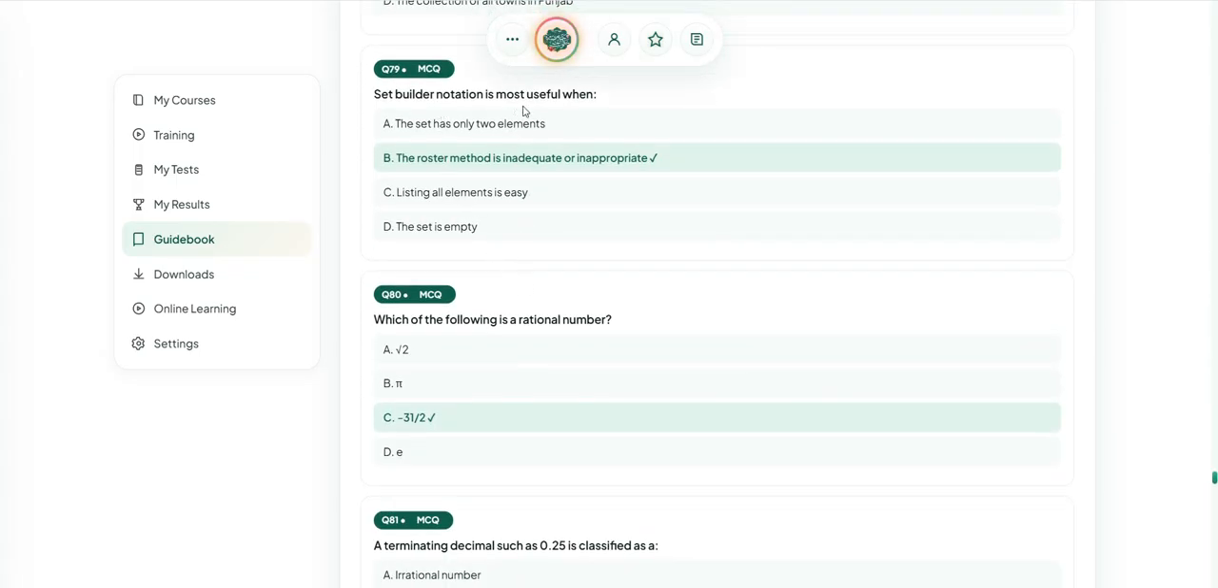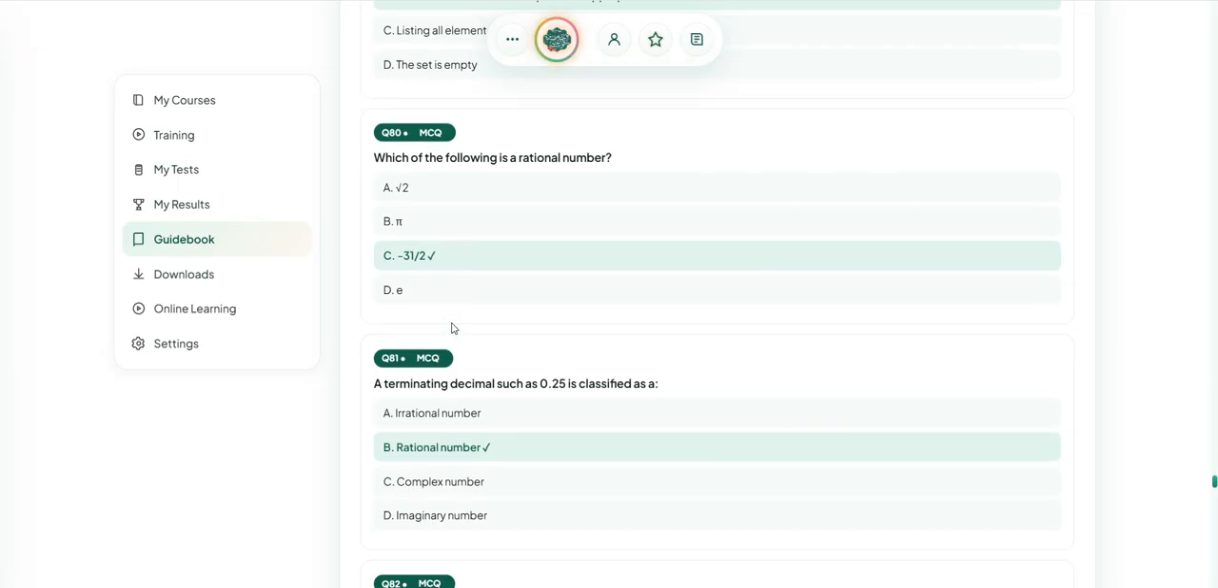Set builder notation is most useful when the roster method is inadequate or inappropriate.